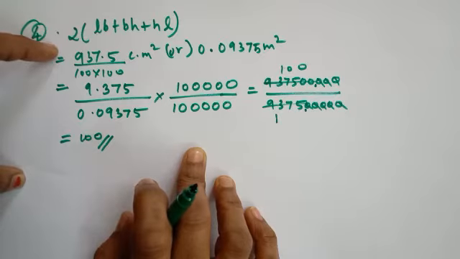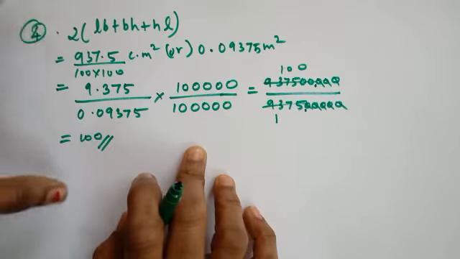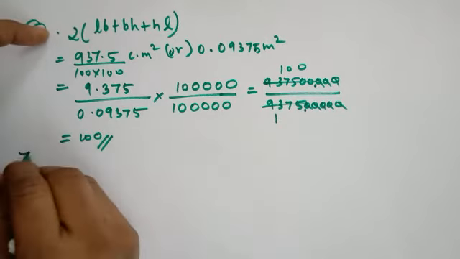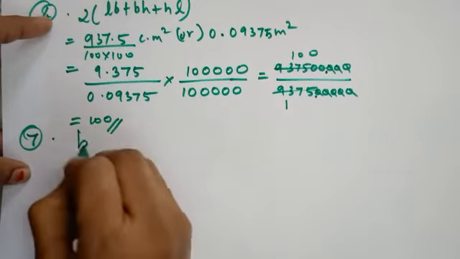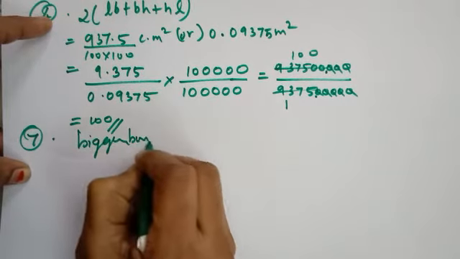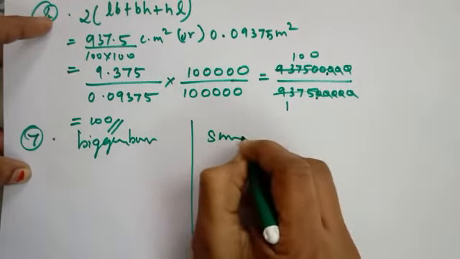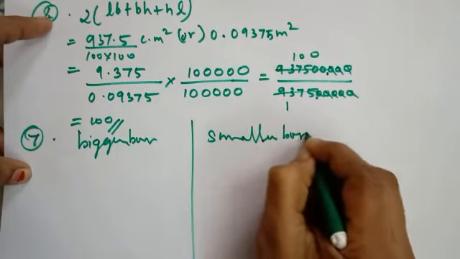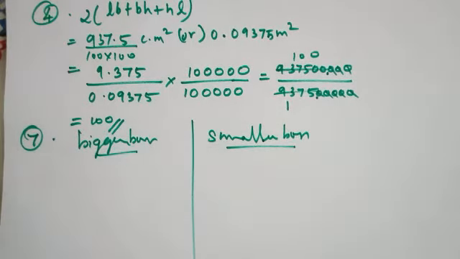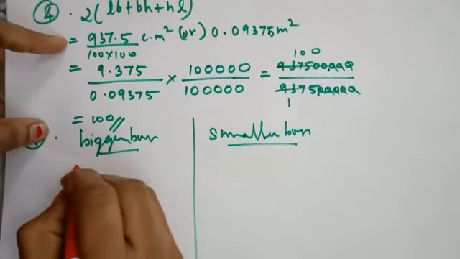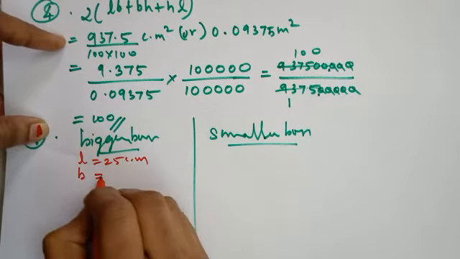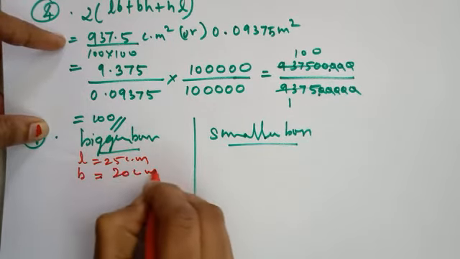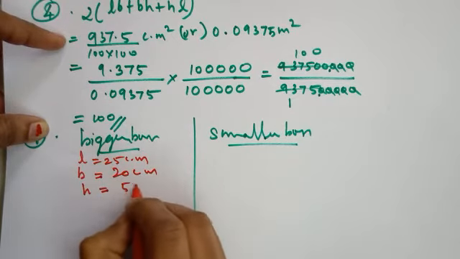Bigger box and smaller box. Okay, we are given the measurements. So students, listen, 7th question, there are two kinds of boxes, the bigger box and the smaller box. What are the dimensions here? For the bigger box, L equal to 25 centimeter, B equal to 20 centimeter, and H equal to 5 centimeter.